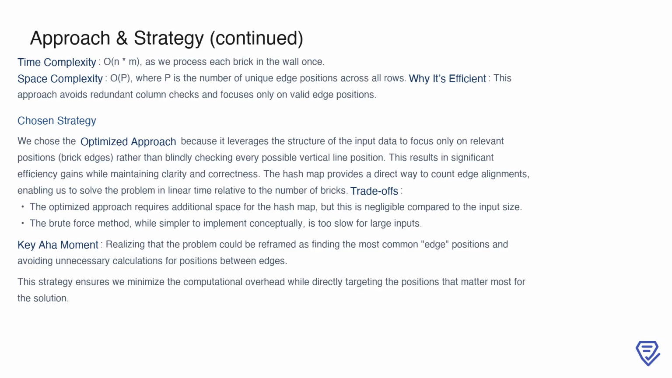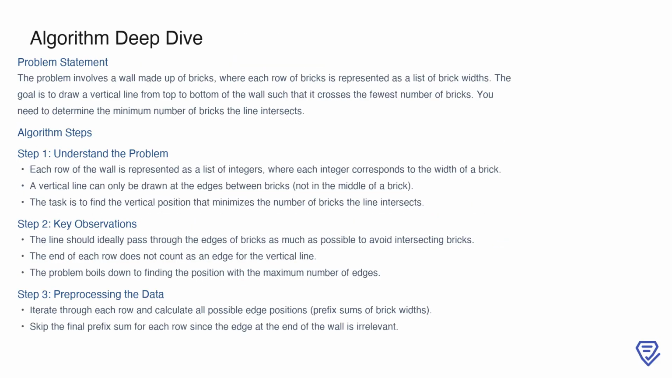The key insight here is realizing that we don't need to evaluate every possible vertical line position. Instead, we concentrate our efforts on the most common edge positions, minimizing unnecessary calculations and ensuring the solution is both efficient and elegant. In this problem, we're working with a brick wall represented row by row, where each row is essentially a list of brick widths.